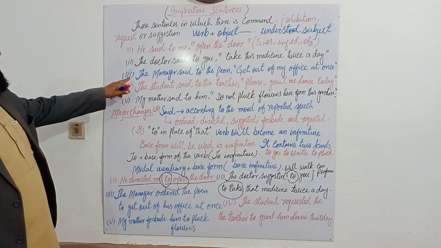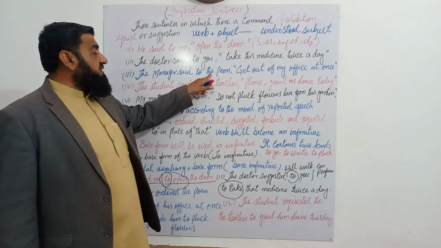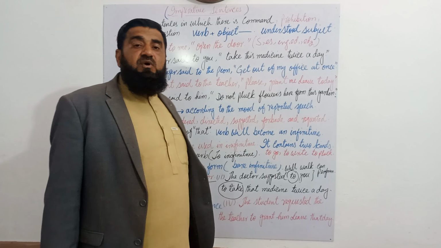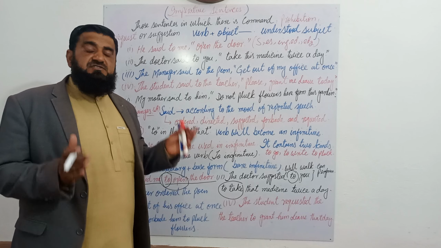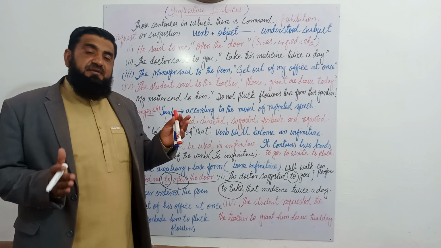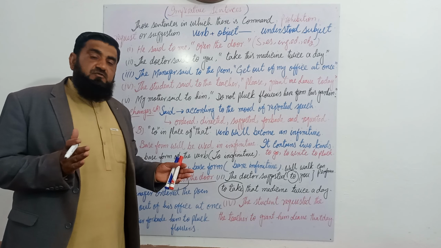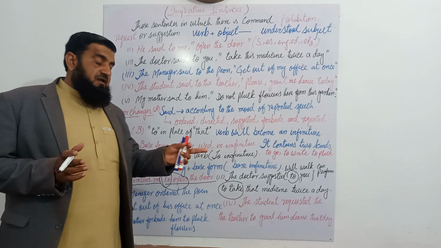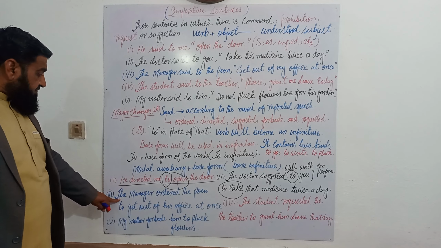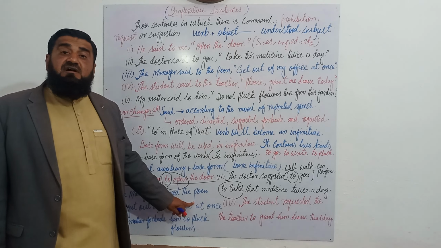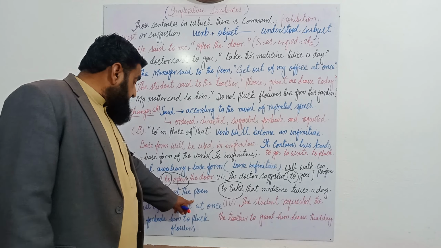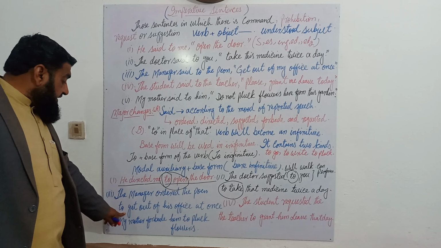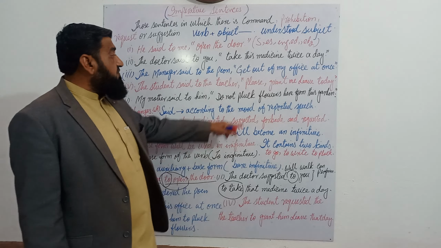So the third sentence, the manager said to the peon, get out of my office at once. So there is a difference between the authority of the manager and the peon. So the manager will not request the peon, but the manager will order. So the manager ordered the peon, not ordered to the peon, but ordered the peon. The manager ordered the peon to get out of my office.